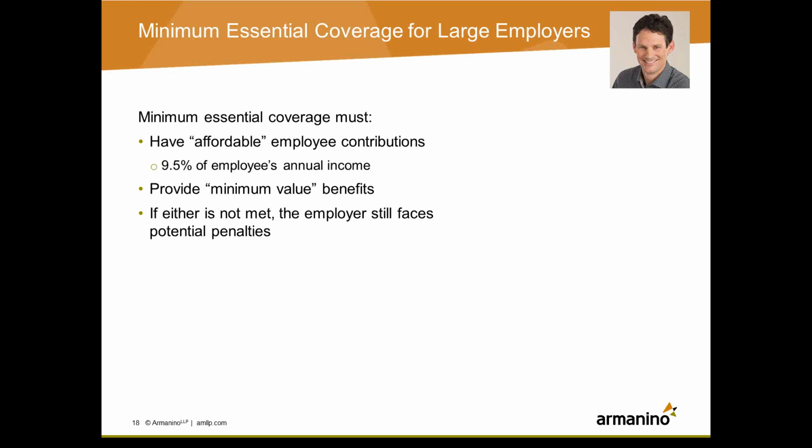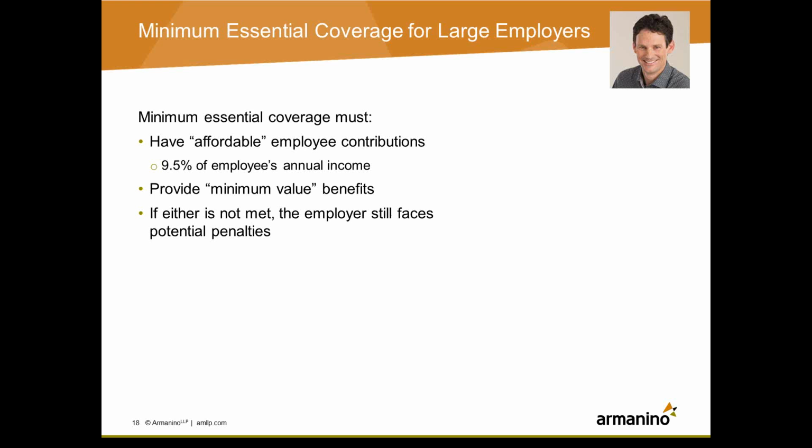The next piece is, is it affordable? And how do you determine whether or not it's affordable? Under the law, affordability is based on your family's income, but as an employer, you don't necessarily know what that family income is going to be. So there's a safe harbor that you can use to make sure that you're offering affordable coverage. And that is 9.5% of your employee's income.